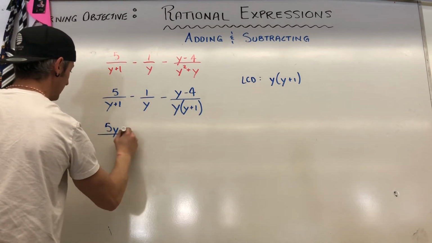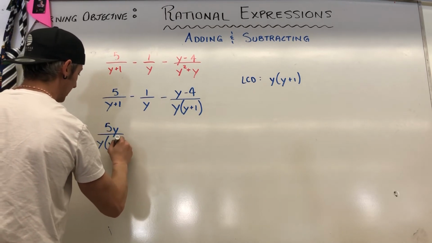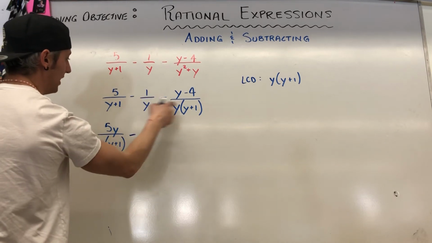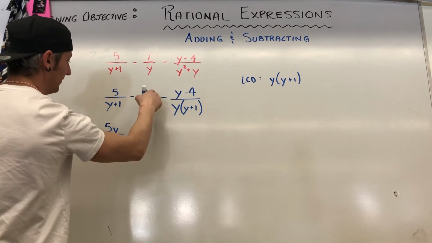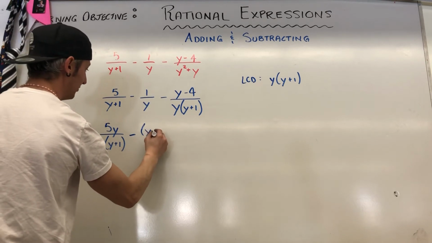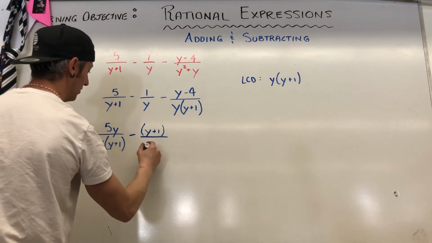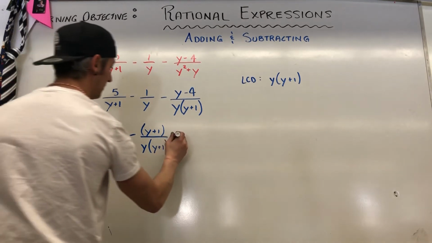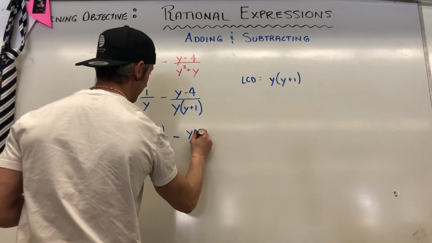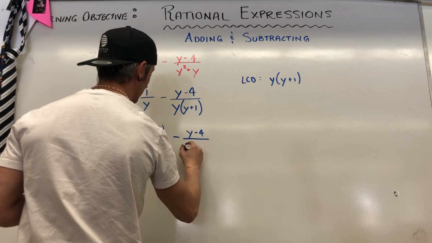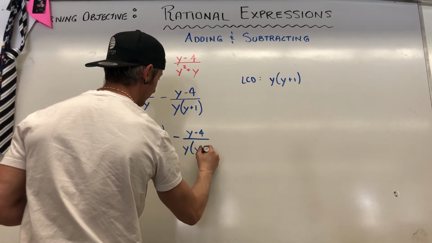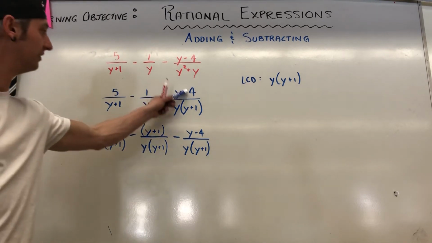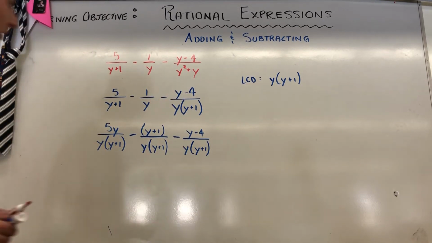So I have to multiply 5 over y plus 1 by y to get that common denominator. So 5y over y plus 1. I have to multiply 1 over y by y plus 1, so whatever I do to the bottom, I have to do to the top, minus y plus 1 over y plus 1, minus y minus 4 over y plus 1. This guy gets to stay the same because he's already got that common denominator.